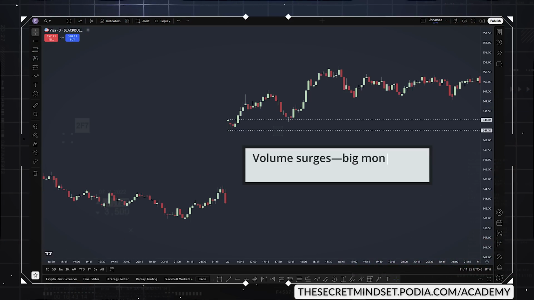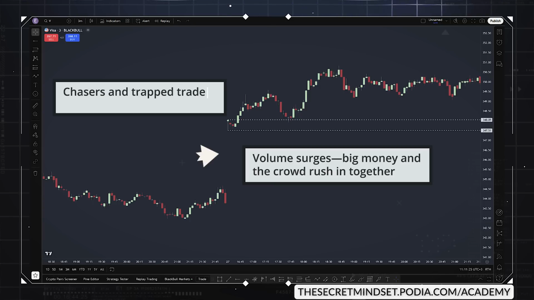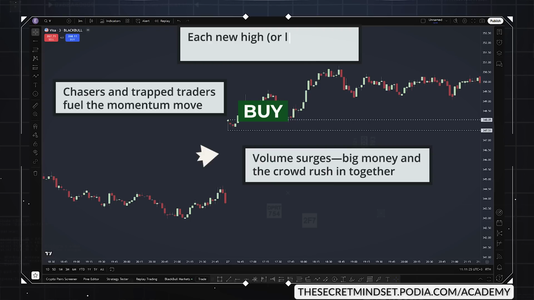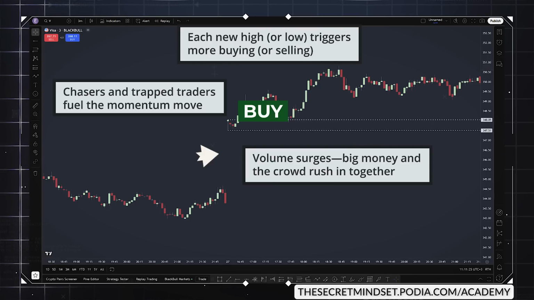Volume is huge. This isn't like other days. It's a sign that big money is moving. The crowd wants in. The move feeds on itself. People who missed the first entry chase. Shorts who didn't cover at the open now scramble. Each new high pulls in more buyers. Each new low for a down gap brings in more panic sellers.